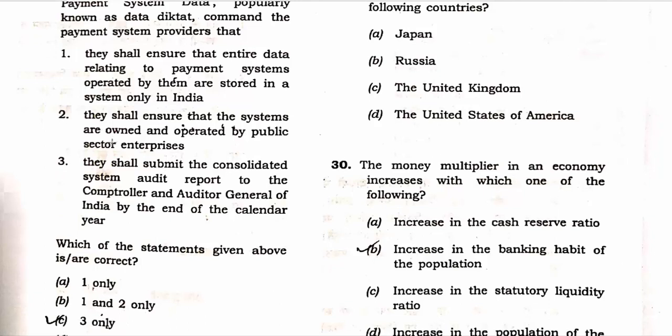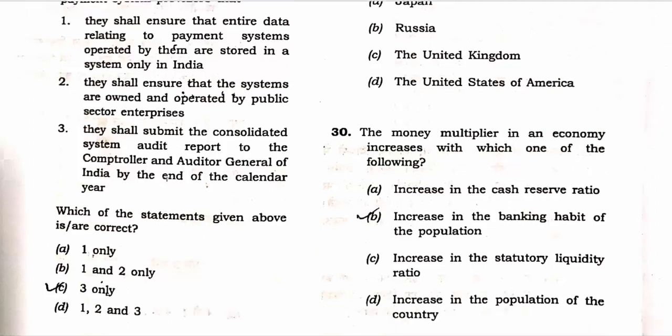Second, they shall ensure that the systems are owned and operated by public sector enterprises. Public sector enterprises have nothing to do out here. If you have followed the current affairs repeatedly, there is nothing to do with it here. They shall submit the consolidated system audit report to the Comptroller and Auditor General. So the Comptroller and Auditor General would be doing the auditing of the government, and this is not applicable because they have to submit it to the RBI and not to the CAG.